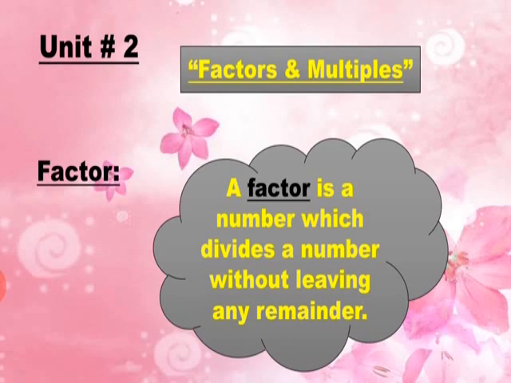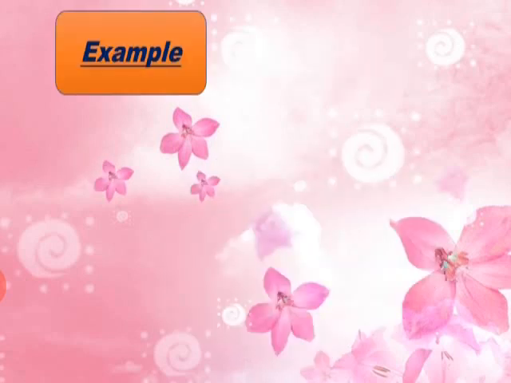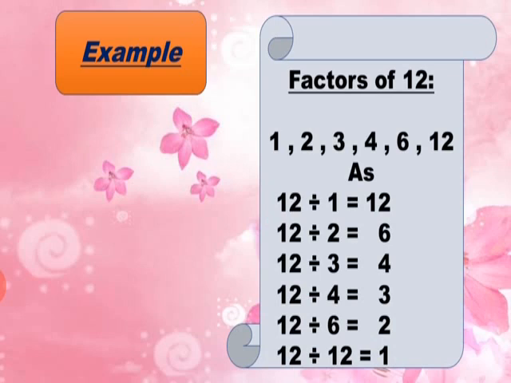A factor is a number which divides a number without leaving any remainder. एक नंबर जो दूसरे नंबर को completely डिवाइड करता है और कोई रिमाइंडर नहीं बचता, then it means it is the factor of that number. Now we have an example here. Factors of 12. Factors of 12 are 1, 2, 3, 4, 6, 12.